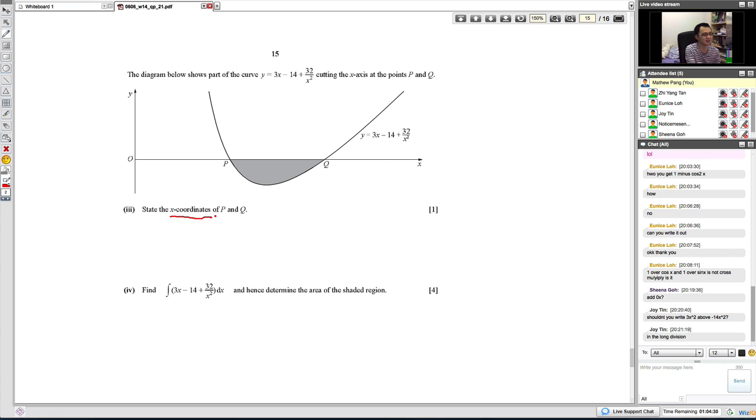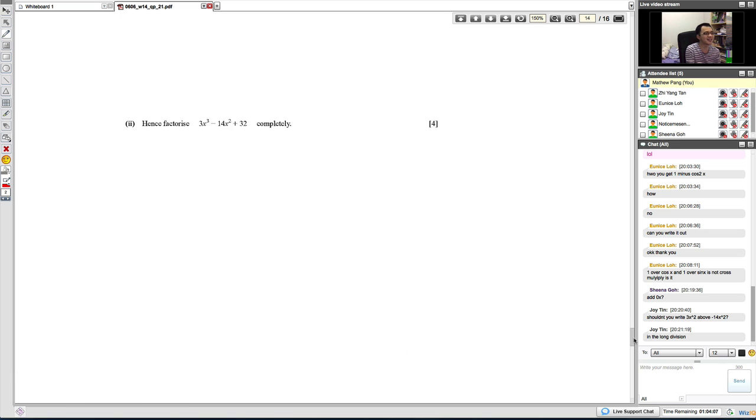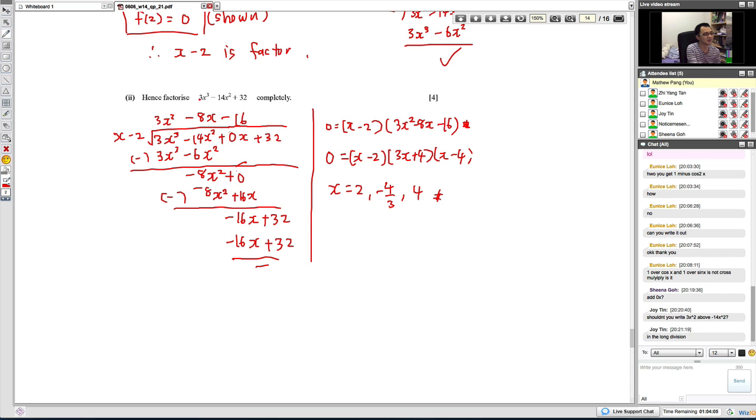I will work out 0 equals, I multiply x squared for everything, and you'll find this 3x cubed minus 14x squared plus 32. You realize this equation is exactly the same as the top equation. Do you find it out? Yes, they are exactly the same. So we already have the answer, which is 2 and 4. I give up the negative answer because it is not in the diagram. So I know P is 2 and Q is 4.